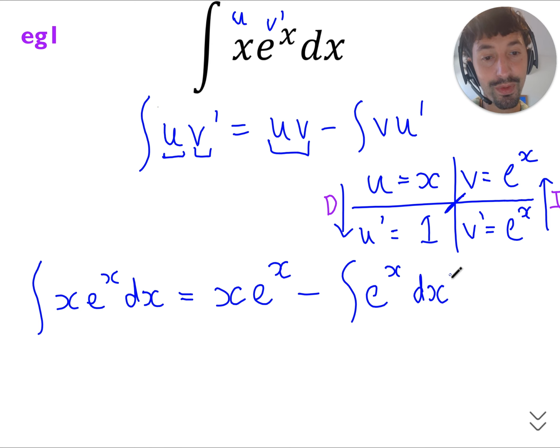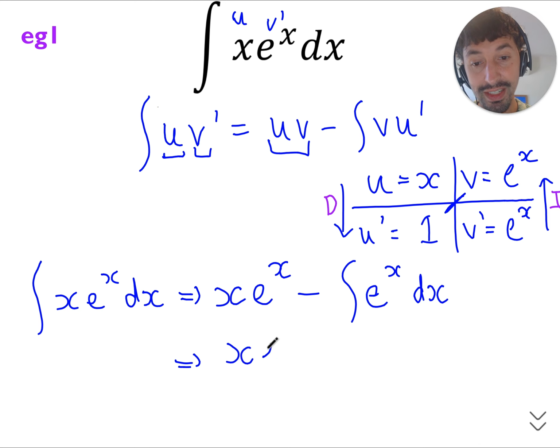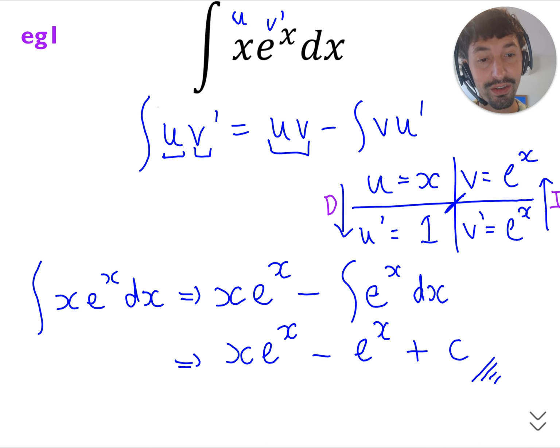So this is how this formula is nice, because one of the functions differentiated to 1, just a constant, you've ended up with something at the end that you can actually now integrate. So the final answer is going to be x e to the power of x subtract the integral of e to the power of x, which is just e to the power of x, and then we add in our constant of integration. And there you go. That is the first example of using integration by parts.